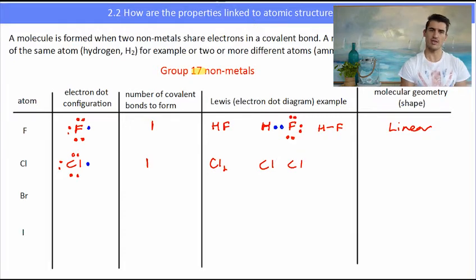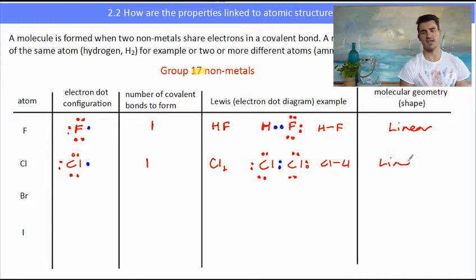We have the 2 bonding electrons between the chlorines, 2 bonding electrons is a single bond, and then we have the pairs of non-bonding electrons surrounding the chlorine. And we would write that as Cl bond Cl, and again, that is linear.